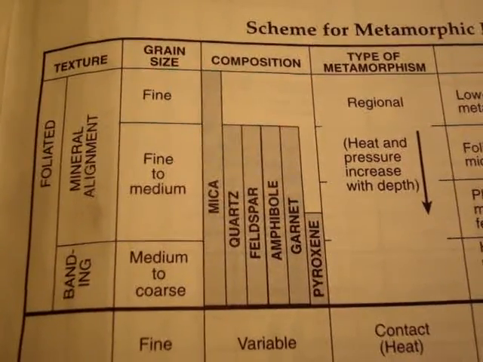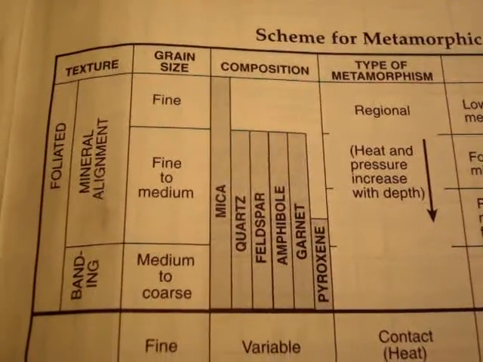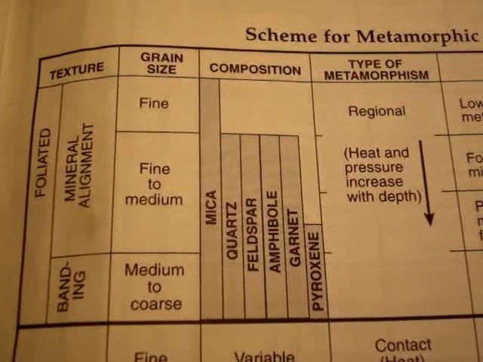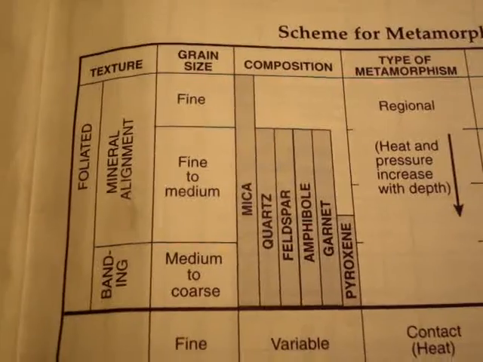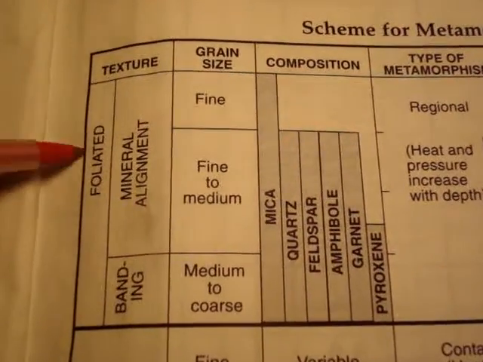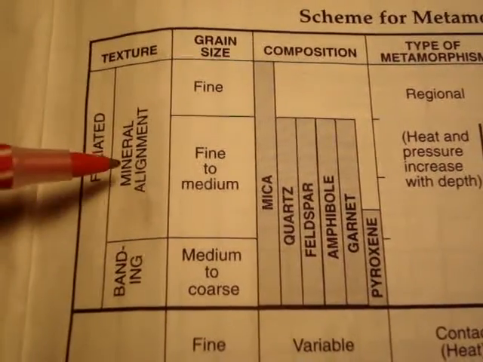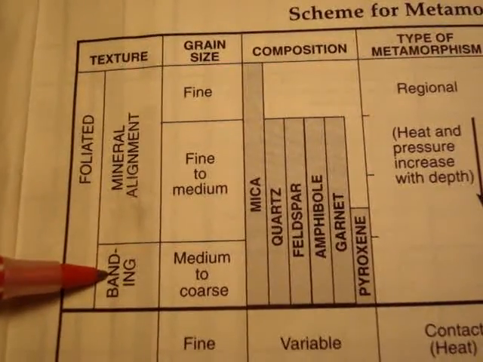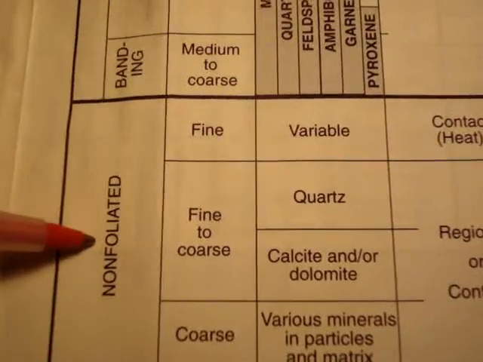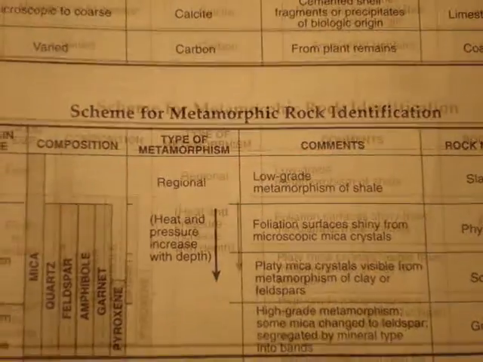Again, like our previous two rock types, distinguishing the differences between metamorphic rocks is going to come down to the texture. And we have two main types of texture. One is what we call foliated, which means mineral alignment, or in one case when you have banding, and the other is non-foliated.